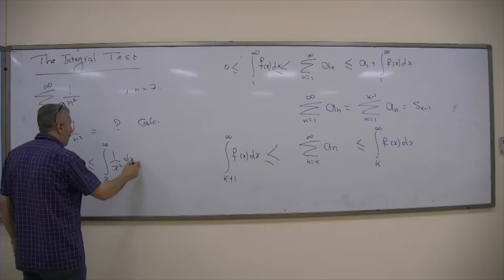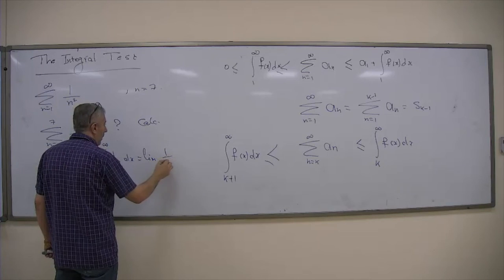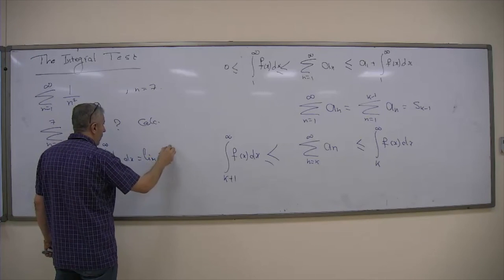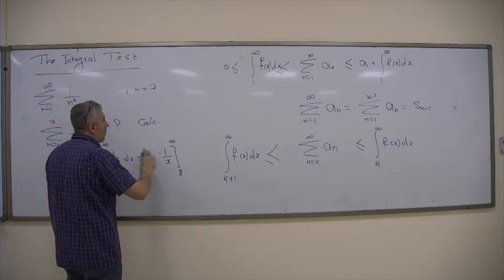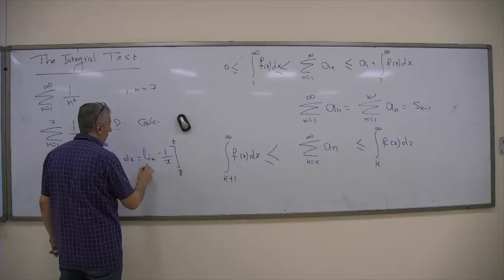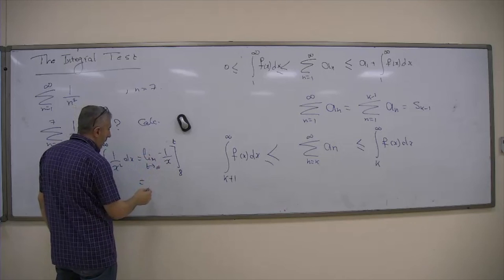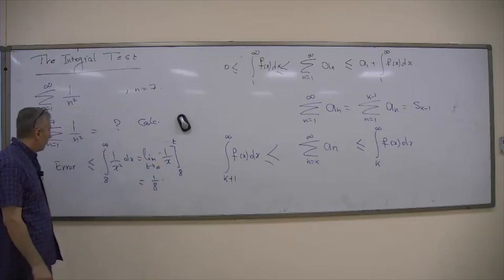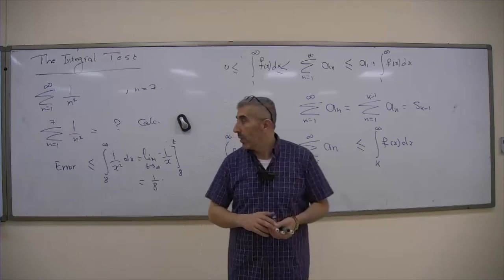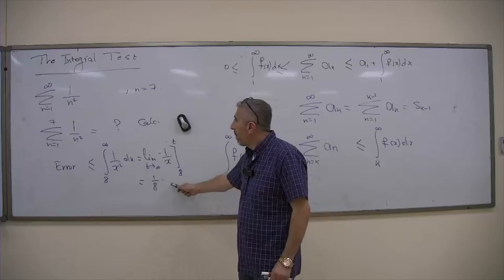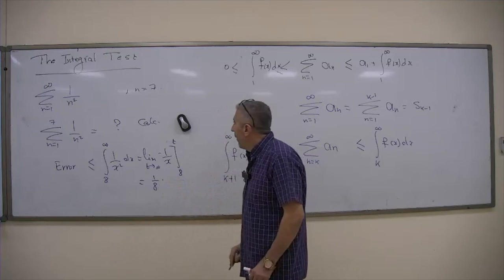That is the limit of x to the exponent negative 1, so negative 1 over x, from 8 to t, and t goes to infinity, and that is 0 minus minus, so plus 1 over 8. That's it. So here the error is going to be smaller than or equal to 1 over 8. All right, that's about the error.